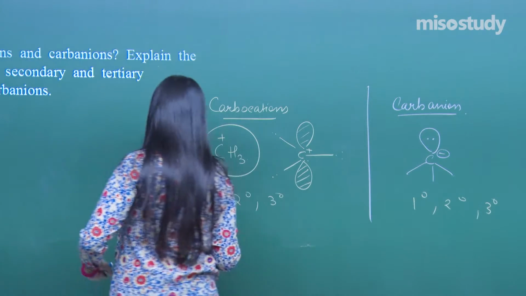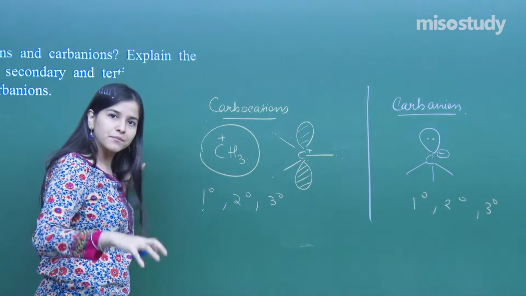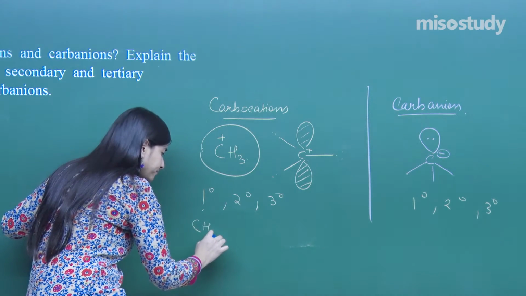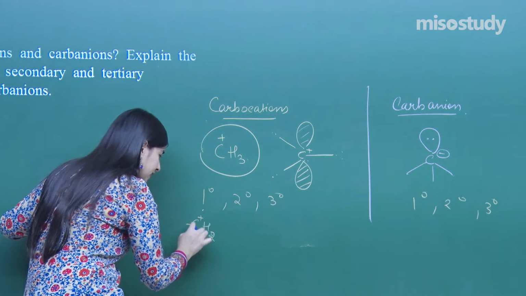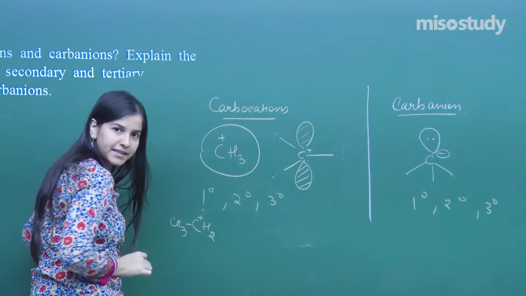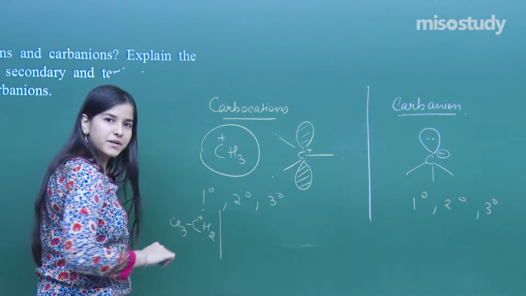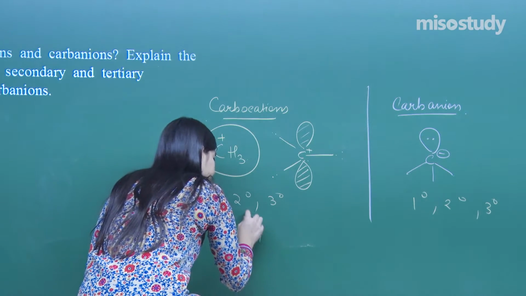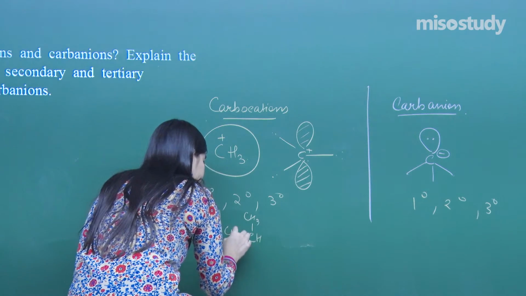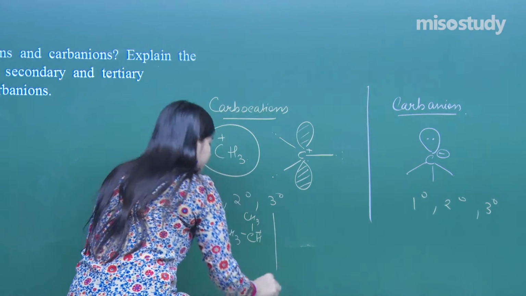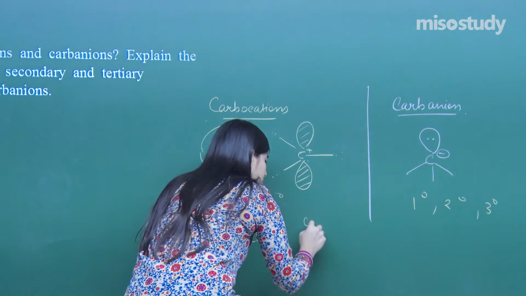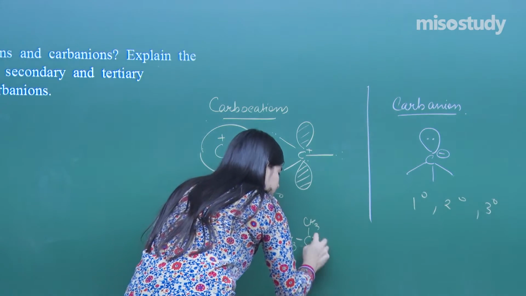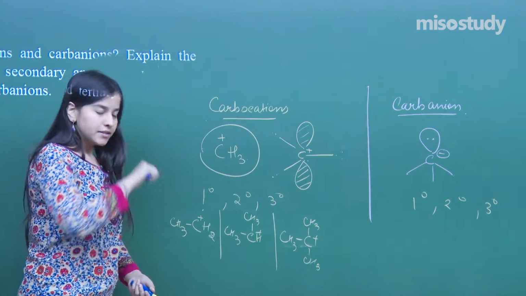Let's form them. Primary one is a carbon attached with one more carbon. Secondary means a carbon attached with 2 carbons. Third one, a carbon attached with 3 carbons, and that is what tertiary carbocation is.